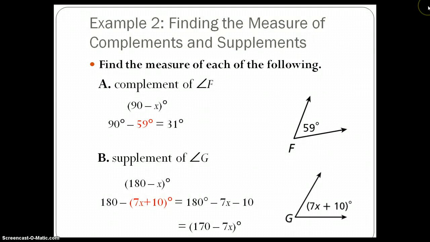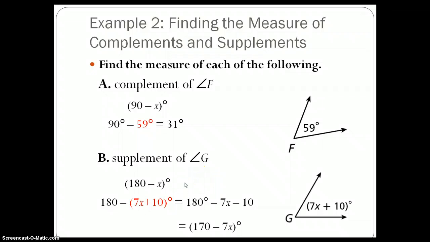Let's look at finding the measure of complements and supplements. Example A here, we want to find the complement of angle F. Angle F is 59 degrees. So we subtract 59 degrees from 90 and we get 31.